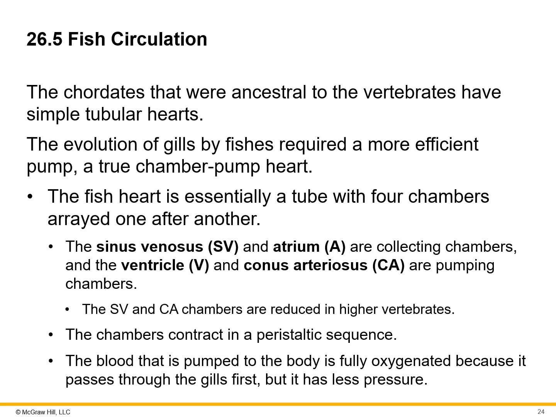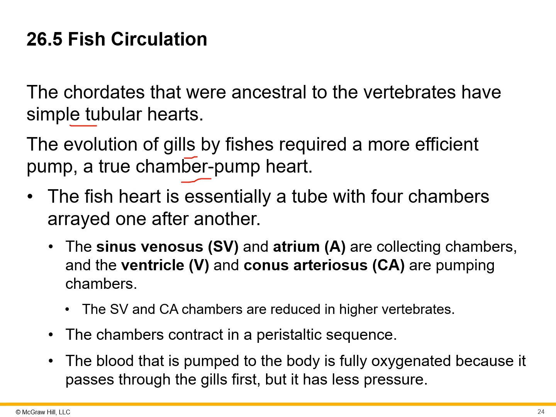Right now, we're switching into fish circulation. So the chordates are thought to be an ancestral organism to the vertebrates. They have a simple tubular heart. And then, of course, moving from the gills, they required more efficient pumping, a true chamber-pumped heart.